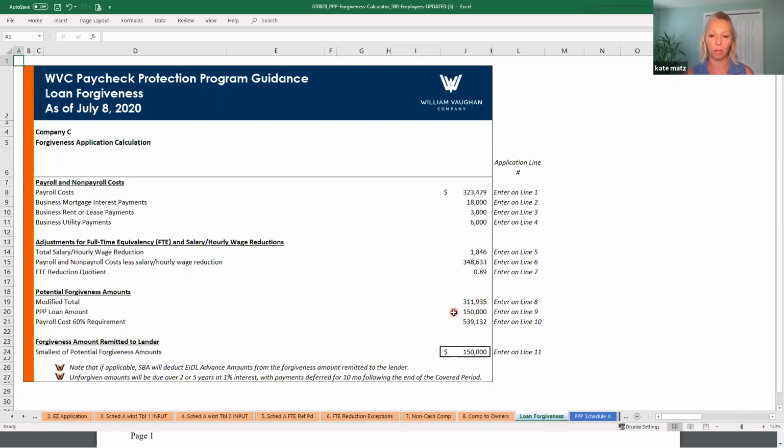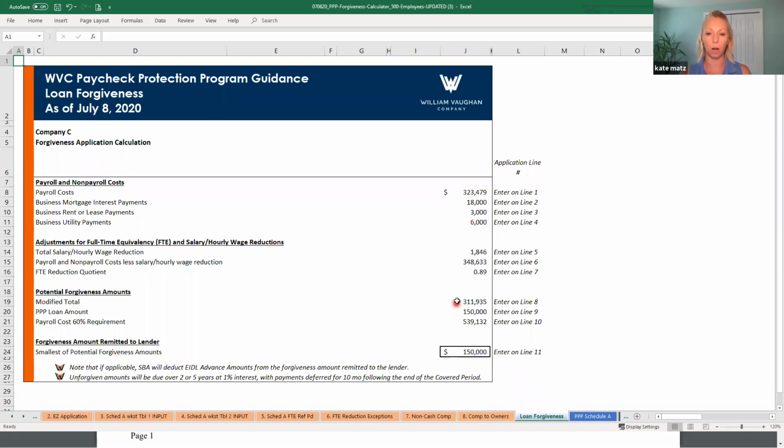Our actual PPP loan amount to begin with was 150, and then the payroll 60% requirement was 539,000. So we spent a lot on payroll. Once we divide that out by the 60%, that gets us the 539. So again, it's the lesser of these three. That's our actual forgiveness amount, and that is the 150, so the loan amount itself.